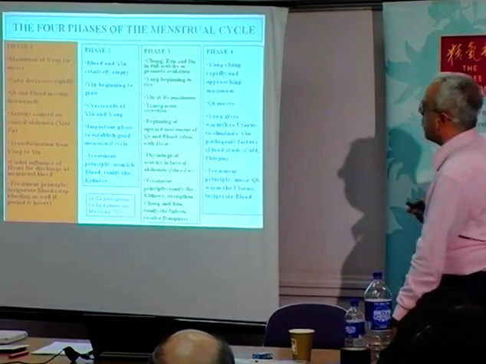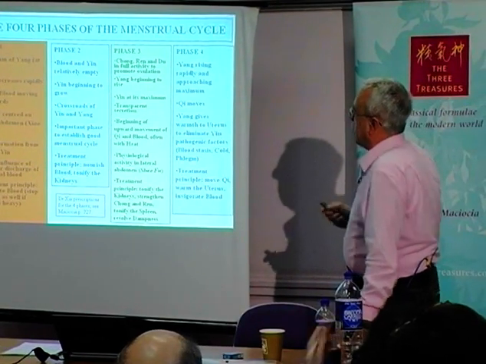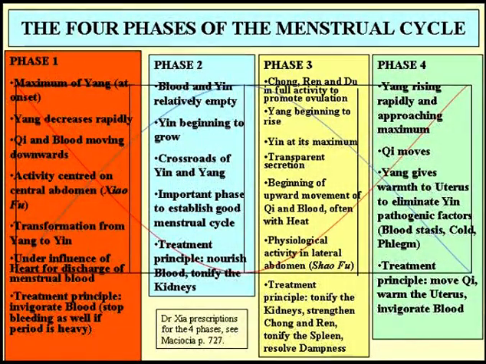So you could compare phase three with phase one. In both phase one and three, there is a lot of activity. Phase one is going down, and it's in the Xiaofu. Phase three is in the Shaofu, and it's going up. Qi and blood are going up, primarily through the Chong Mai.